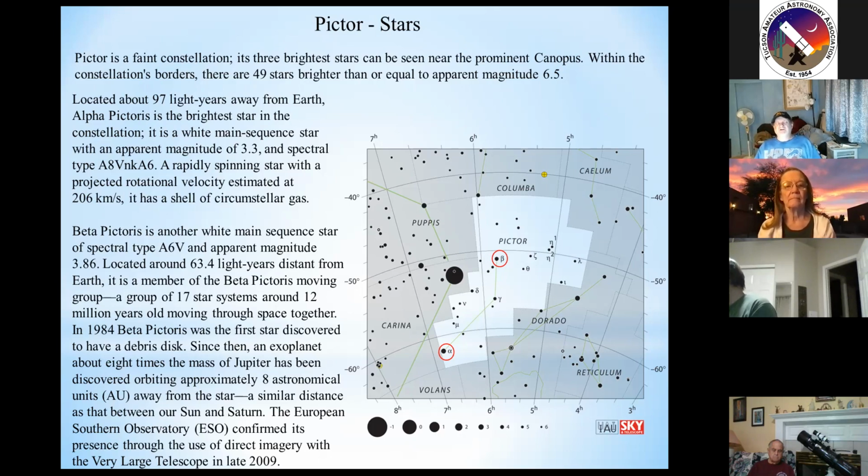Beta Pictor is actually a very interesting star. It was the first star that was actually discovered to have what's called a debris disk around it. And since that discovery in 1984, they've discovered an exoplanet about 8 times the mass of Jupiter that's orbiting about 8 astronomical units away from the star, which is similar to the distance between the Sun and Saturn. And the European Southern Observatory actually confirmed this with direct imaging from the Very Large Telescope in 2009.